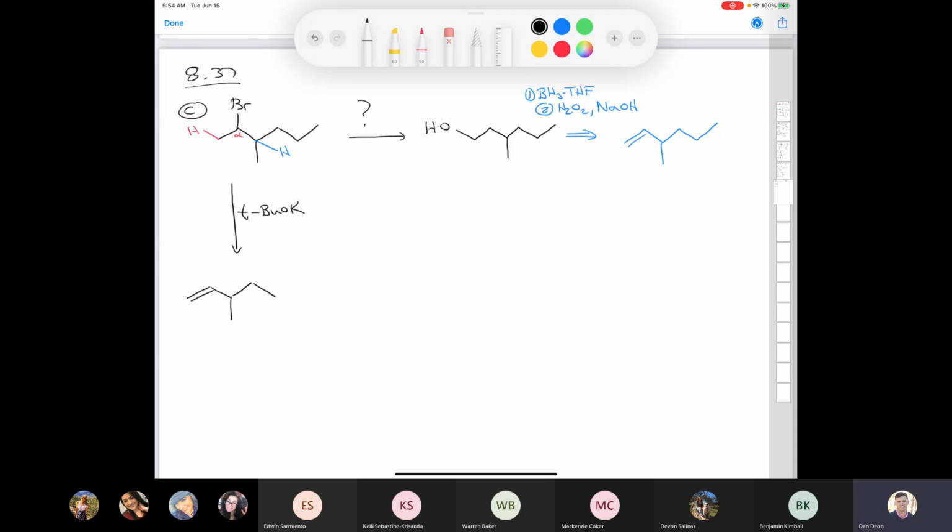Now when I want to do my anti-Markovnikov addition of water, we have this carbon with one hydrogen, this one with two hydrogens. So the richer carbon, if it's anti-Markovnikov, it's not going to take the hydrogen, it's going to take the hydroxyl. And so we're going to write borane and THF in the first step, followed by hydrogen peroxide and sodium hydroxide in the second step.